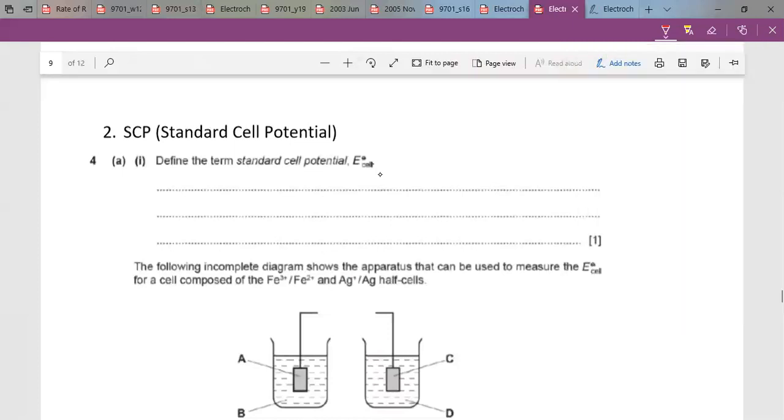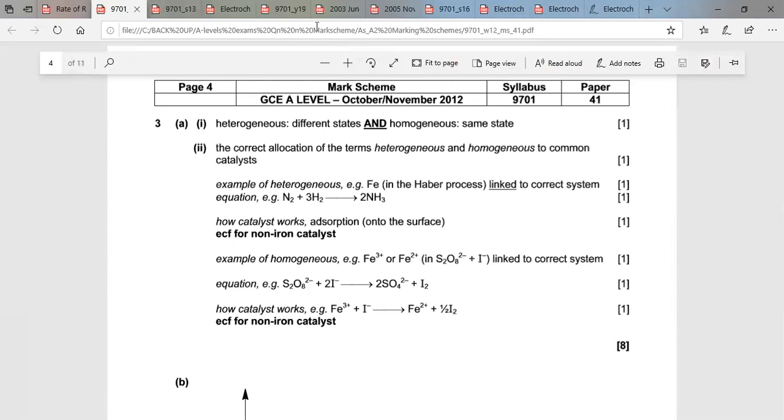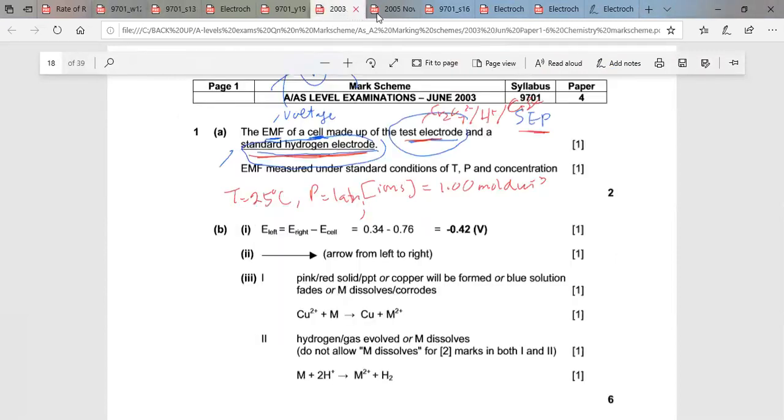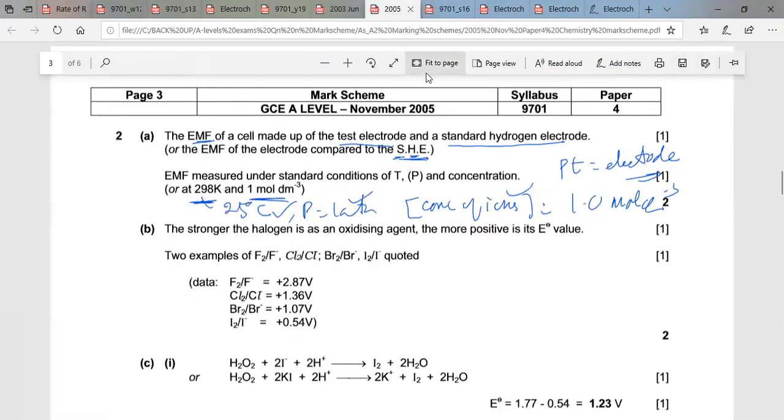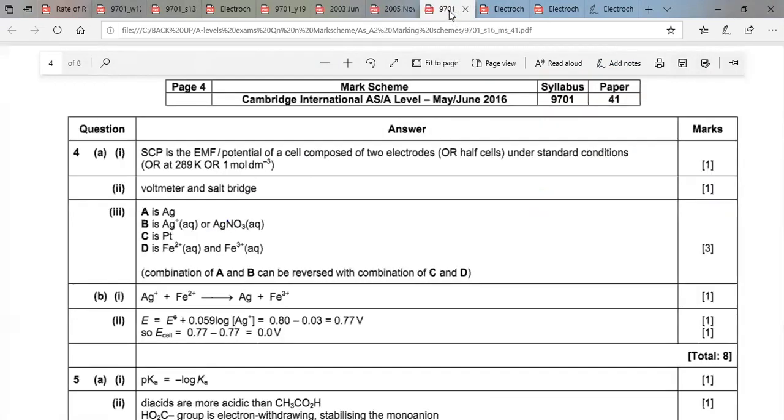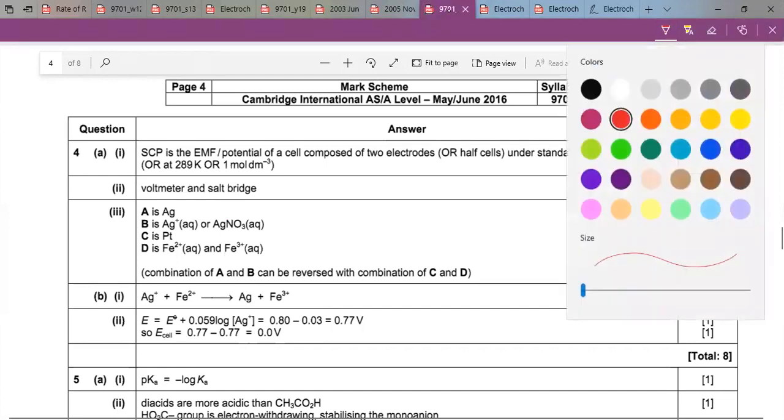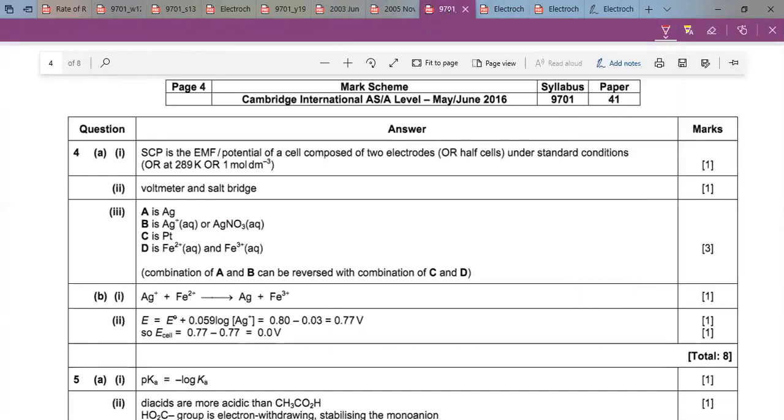Standard cell potential is the EMF of a cell composed of two electrodes or two half cells under standard conditions. So it doesn't have to be a hydrogen electrode. So let's go to here.